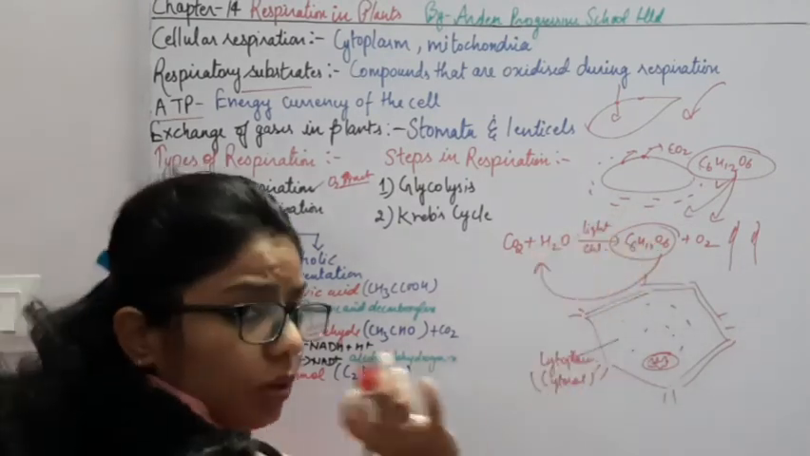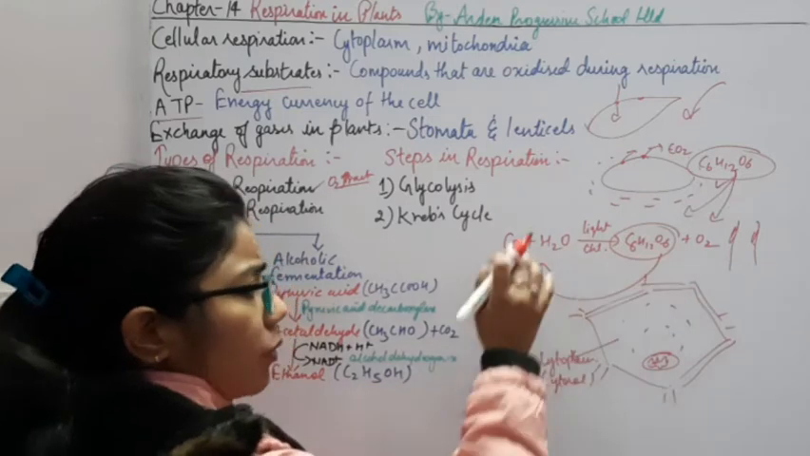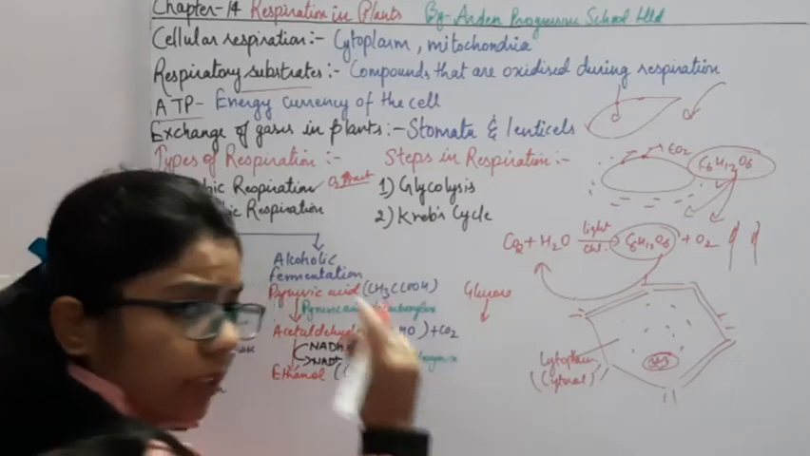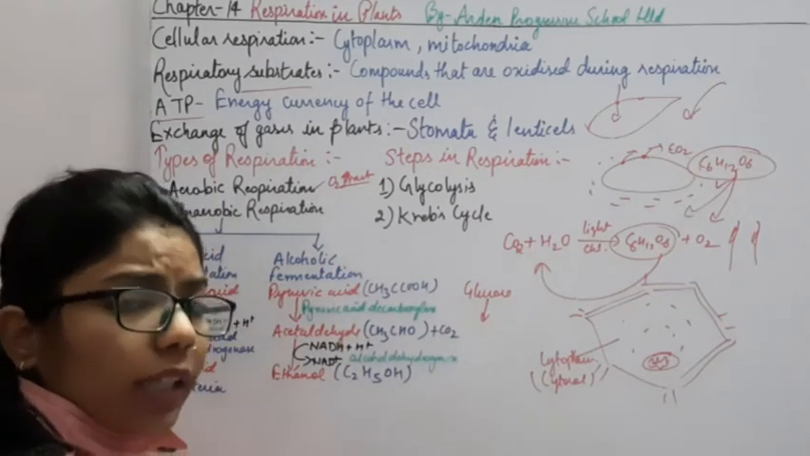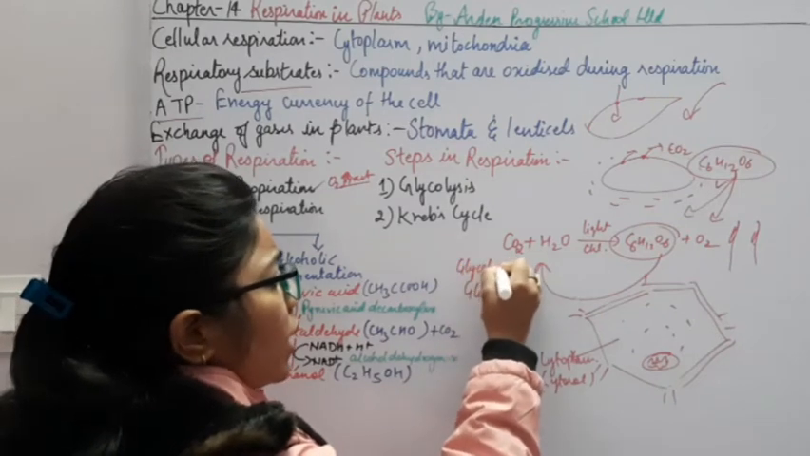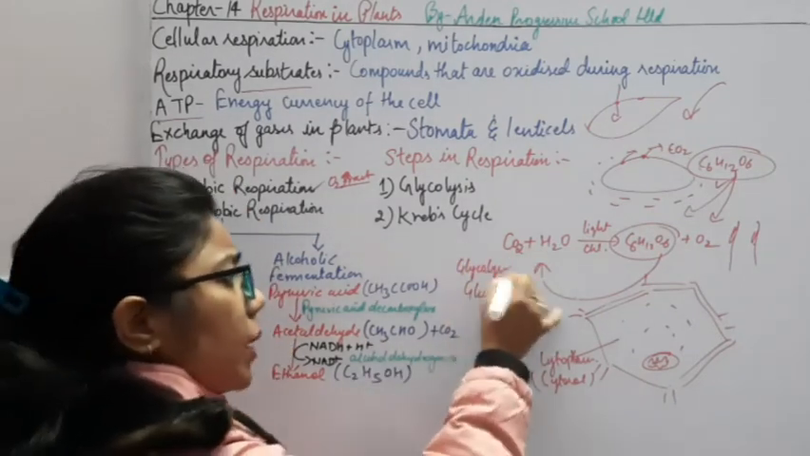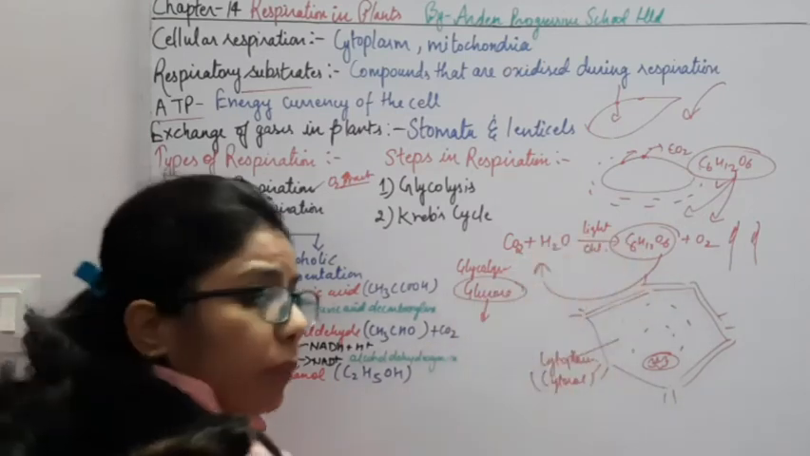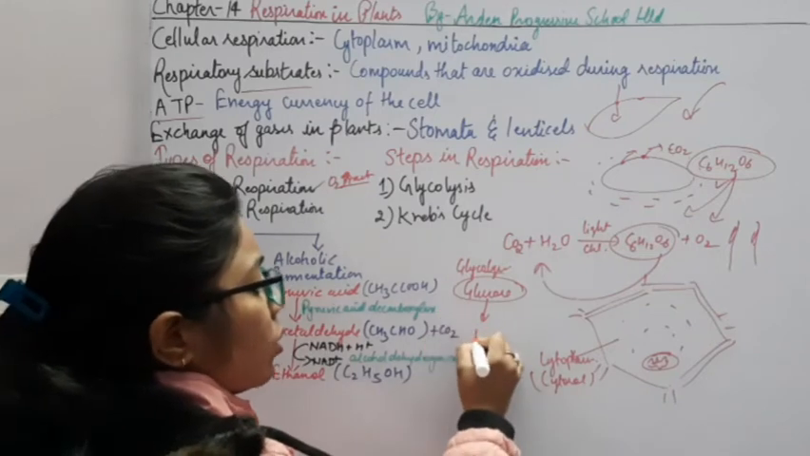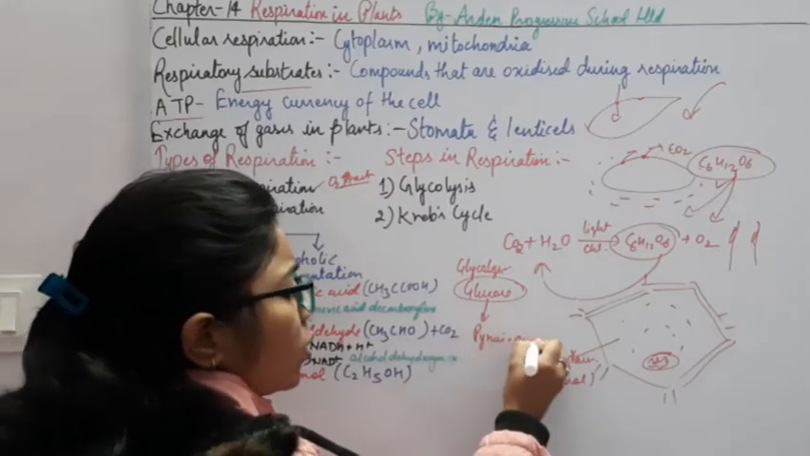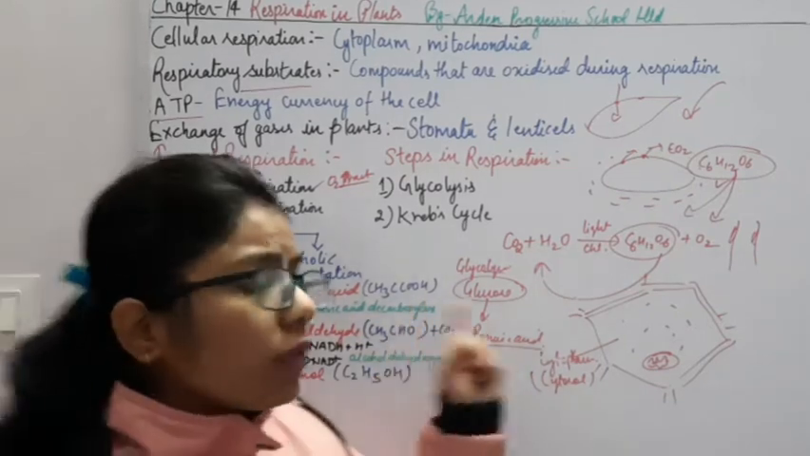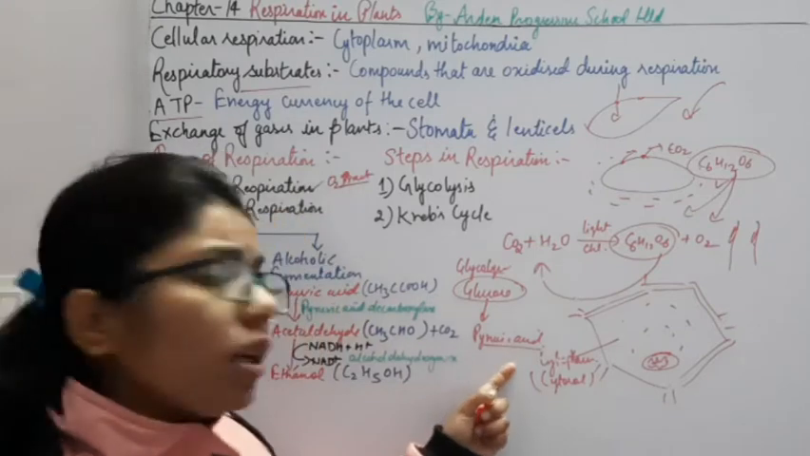So here, if I recall the whole process, we know that we made glucose during photosynthesis. So now the plants will break down this glucose. When glucose gets broken down, it goes through several steps. These steps are known as glycolysis. Glycolysis: glyco means sugar and lysis means breakdown. So the glucose prepared by photosynthesis gets broken down here, and this glucose will change into pyruvic acid. So this is the final product of glycolysis. If I ask what the final product of glycolysis is, it will be pyruvic acid.